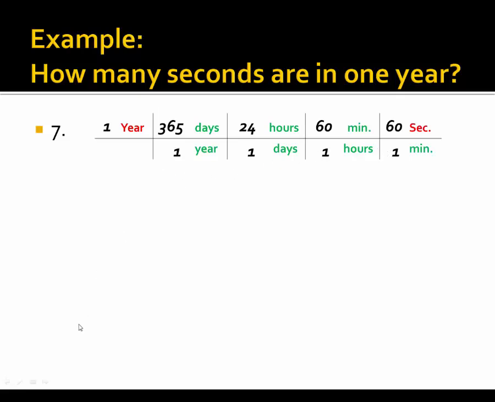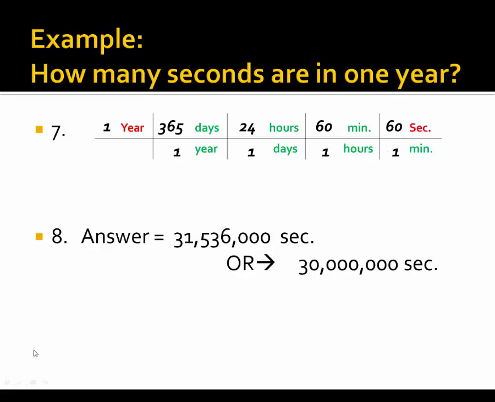Remember, the number 1 always pertains to the larger unit, right? The number 1 always goes with your larger unit. So year is larger than day, so year gets number 1. Day is larger than hour, it gets a 1. Hour is larger than minute, it gets a 1. Minute is larger than a second, it gets a 1, right?